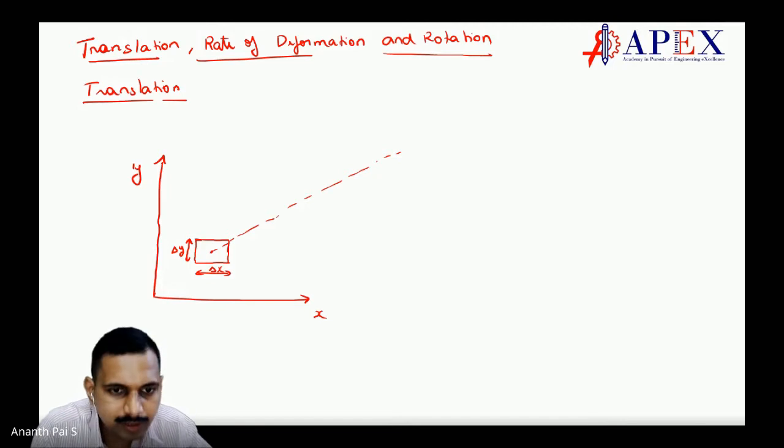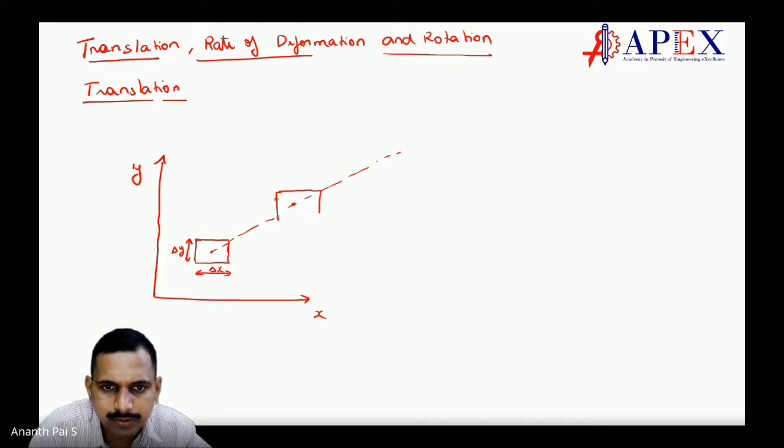Now, when it is translating, what is happening? This moves along this line. It moves just like that, without any deformation or rotation. It moves just like that. That is called translation.